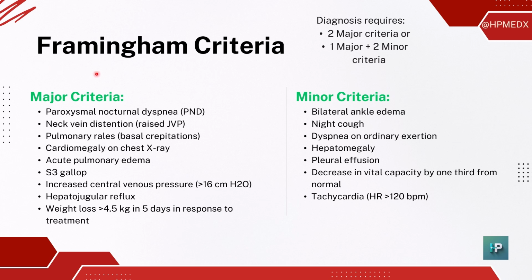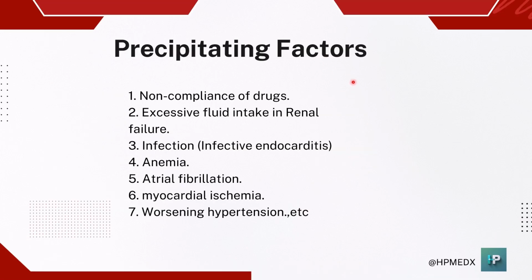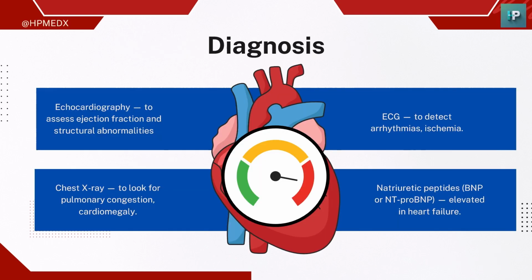And then Framingham criteria. It is a classic one that is widely used clinically and exam based. So you can read this and memorize this. And here are some of the precipitating factors and the factors which increase the severity. At first, non-compliance of drugs and excessive fluid intake, renal failure, infection, anemia, atrial fibrillation, myocardial ischemia, worsening of hypertension.